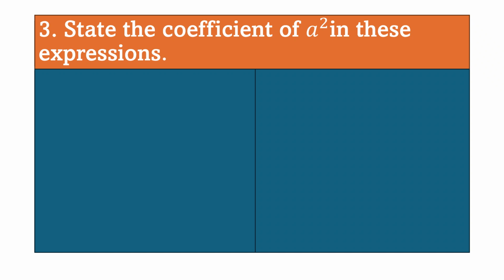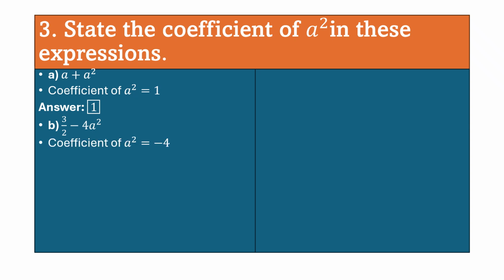State the coefficient of a square in these expressions. Let's try and understand these questions. a plus a square is the option. So what is the coefficient of a square here? 1, because there is no number mentioned. That means the number will be 1. 3 upon 2 minus 4a square. So what is the coefficient? -4. You can see, I can mark it, children, to make it easy for you.